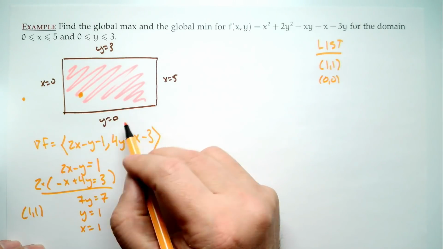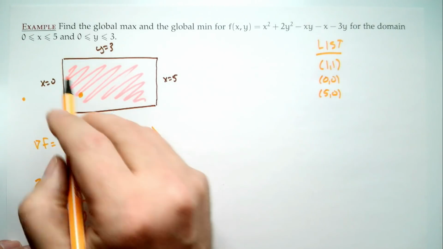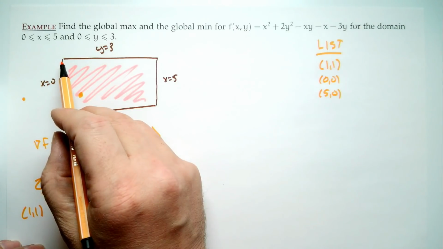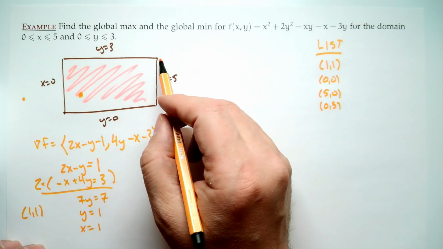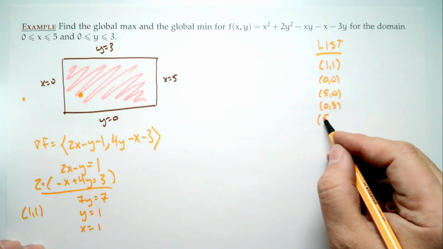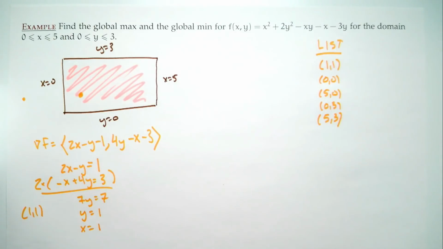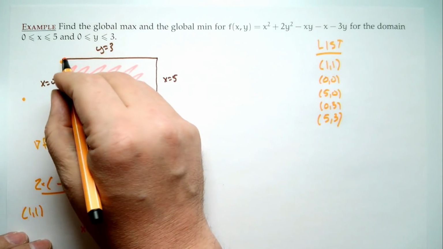How about this corner? Yeah, it's 5, 0, because x equals 5, y equals 0. How about this one up here, the 0, 3, yes. And the last corner, in upper right: 5, 3. X equals 5, y equals 3. Good. It's always good to remember to throw in the corners because sometimes it's easy to forget. Okay, so we've now got a longer list.